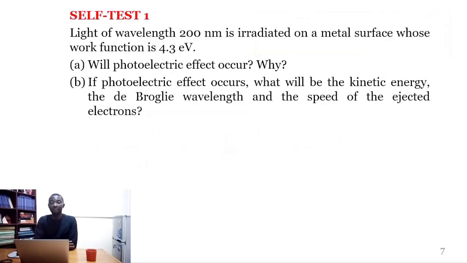So here is the self-test question to check if you understood the first part of this workshop. Light of wavelength 200 nanometer is irradiated on a metal surface whose work function is 4.3 electron volt. Will photoelectric effect occur?